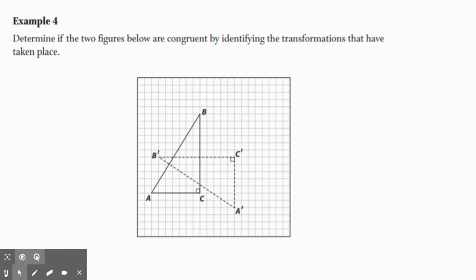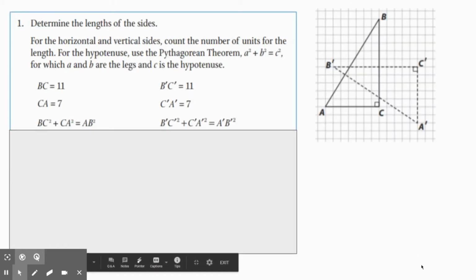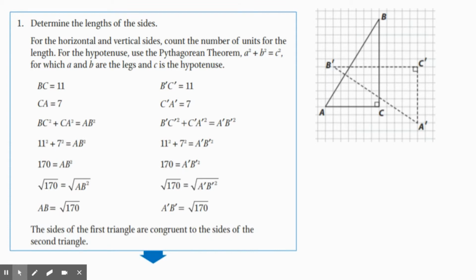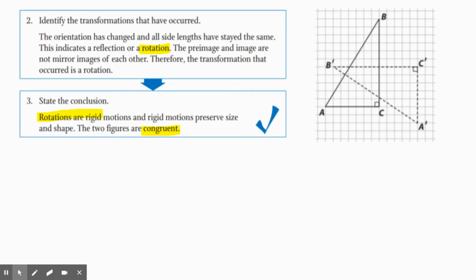Example 4: determine if the figures below are congruent by identifying the transformations. Again, analyze all the line segments. You've got to show all this work here. As you can see, the numbers are all the same for the pre-image and the image. So what has happened here? We can see that it's in a different orientation. The figure has actually been rotated, which is a rigid motion. Therefore, the two figures are congruent.